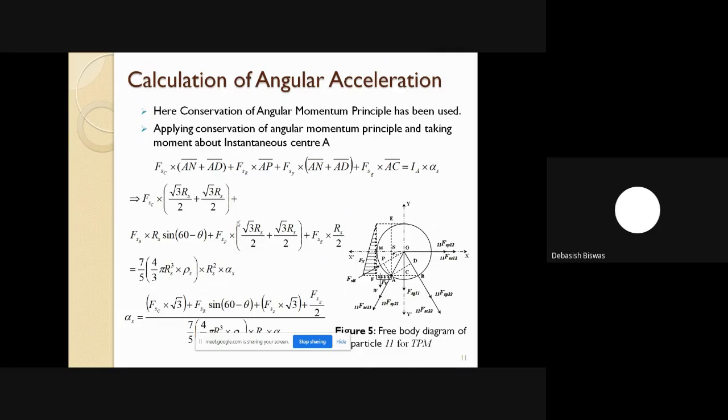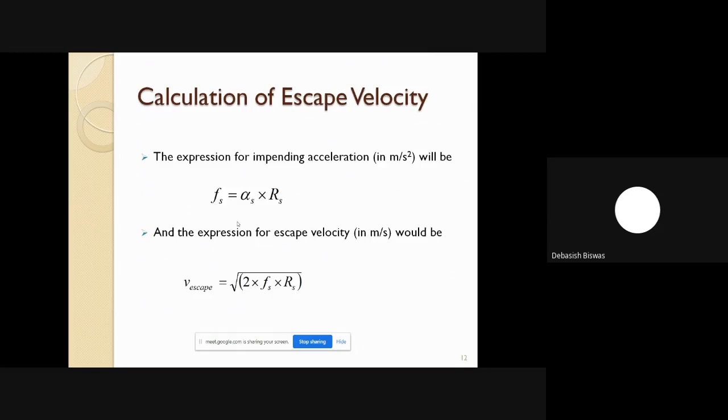Calculation of angular acceleration. After calculating all the forces, we have used the conservation of angular momentum principle about the point A, as point A is the most vulnerable point against rotation. First of all, we have calculated the angular acceleration. After calculating angular acceleration, we have calculated the impending acceleration of the particle, and after that the escape velocity, which is a function of impending acceleration and radius, as follows.